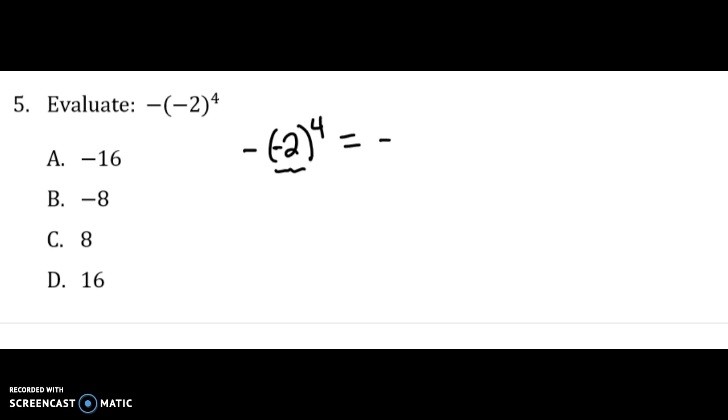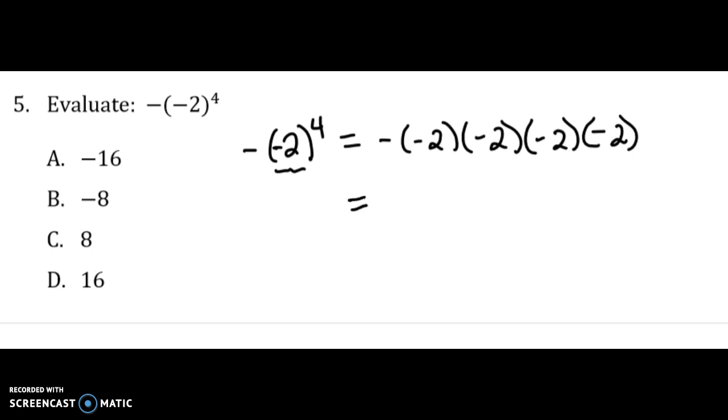So the negative out front to start. Then I've got a negative 2 multiplied by a negative 2, and I'll do that twice more. So simplifying this, you may find it easiest to pair them. So we'll take those two together and those two together.